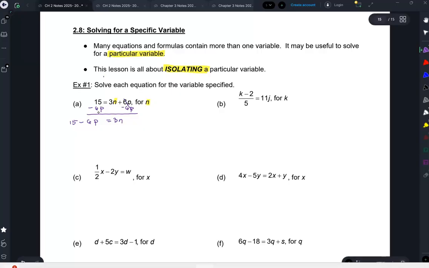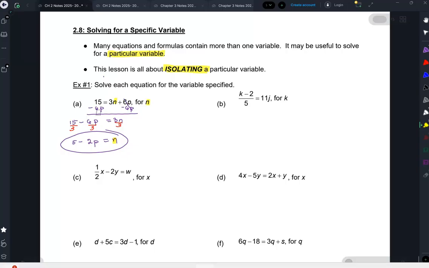Remember, I'm solving for n, right? I want to isolate the n. And here it's 3 times n, so I have to divide by 3, but I have to divide everything by 3. So then I get 15 over 3, 5, minus 6 over 3, 2p is equal to n, and that is my answer, right? So you see that? I have solved for n, I have isolated n.